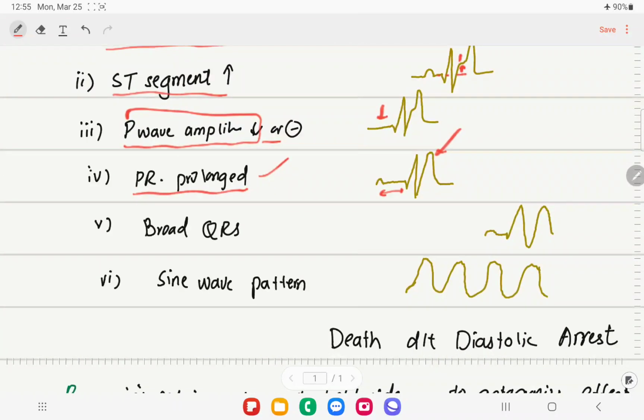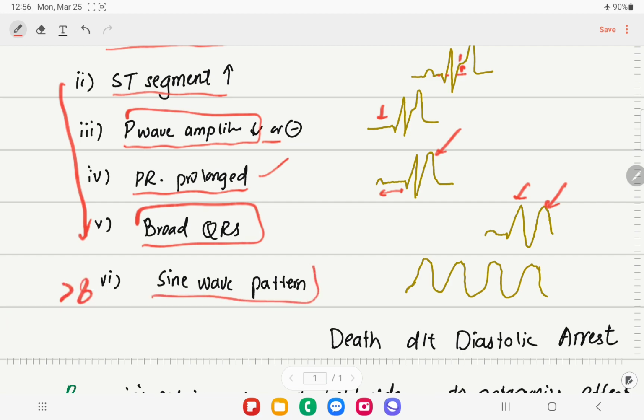The next finding you're going to see is the broad QRS complex, right? As the value of potassium goes up, we're going to see ECG changes like that. It will be a broad QRS complex. Along with that, you can see the hyperacute T wave, right? And when the potassium value is more than 8 milliequivalents, we're going to see the sine wave pattern in these patients. So you can see the sine wave pattern in hyperkalemia.